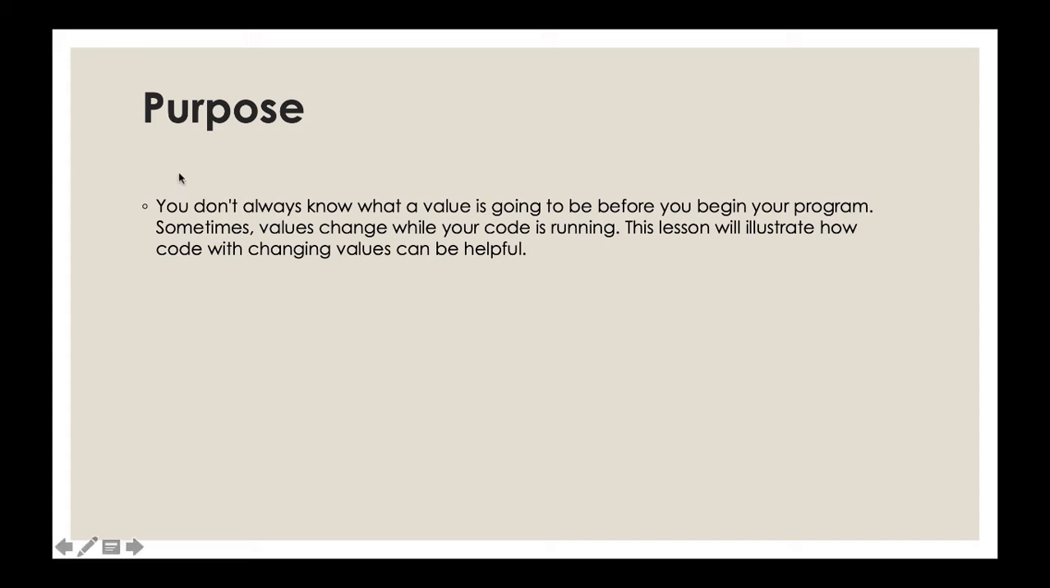Okay, the purpose of using variables here is that you don't always know what a value is going to be before you begin your program. We have values, like how many times we need to repeat. If you remember, we moved forward for 50 pixels. We don't know the amount, right? Sometimes the values change while the code is running.